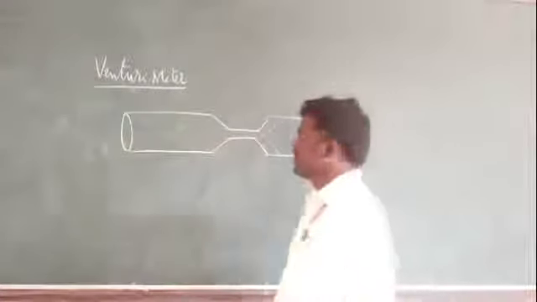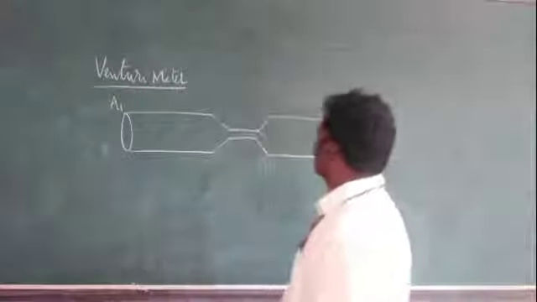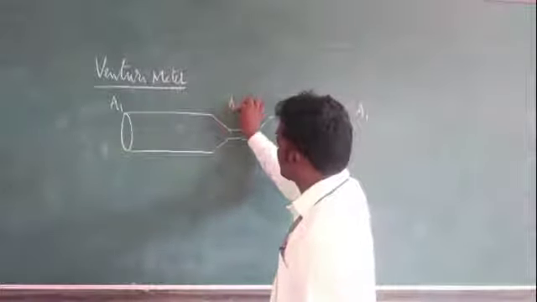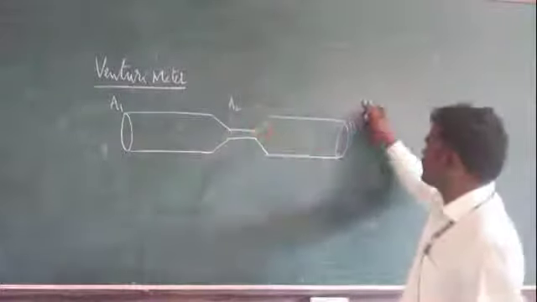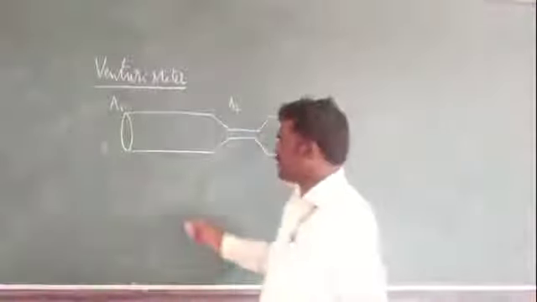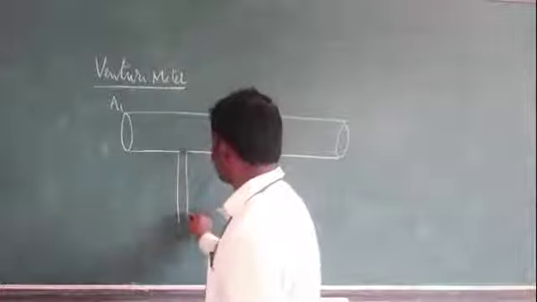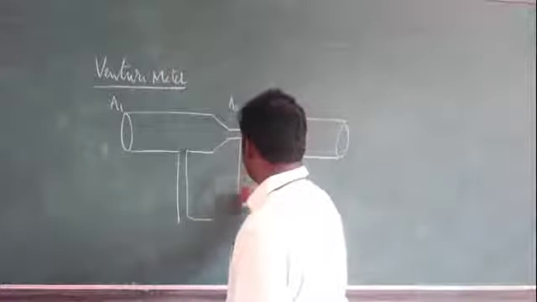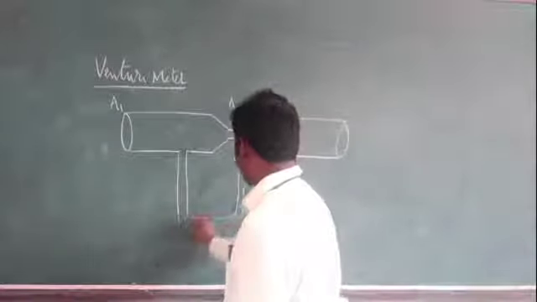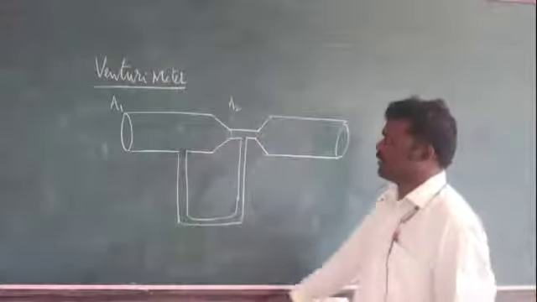Now, the area of cross section here is taken as A1, and this also is taken as A1 only. The area of cross section of this narrow tube is taken as A2. Now this is connected to another tube of U shape. It is a U shape. This is the Venturi meter.